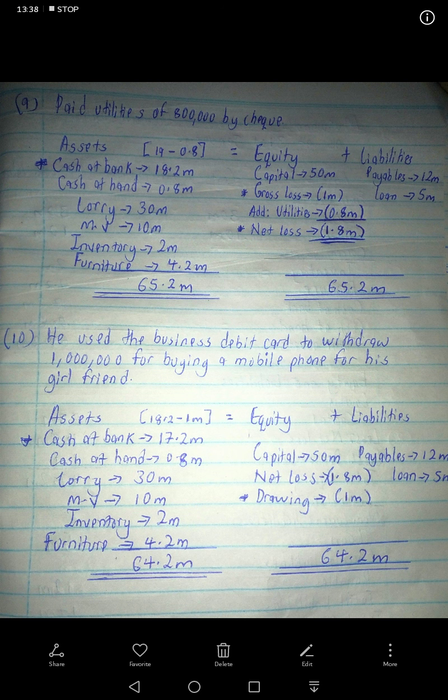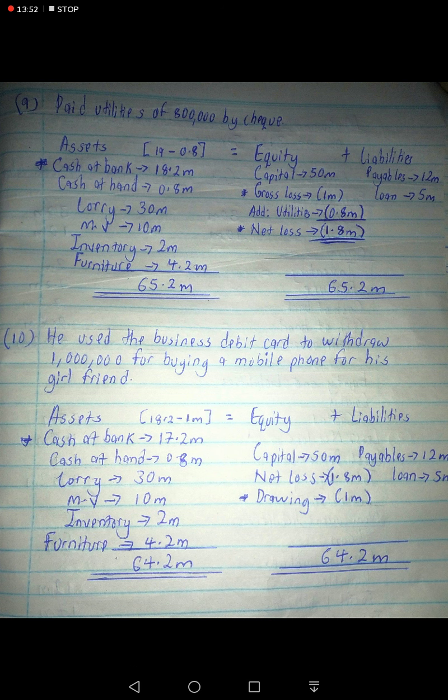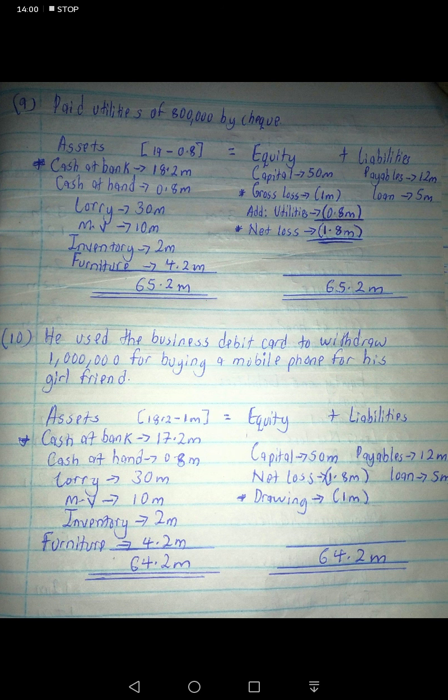So this is going to be now my net loss, a net loss of 1.8M. So after doing that, with the payables remains 12M, then loan 5M. So when I add the 50 minus the 1.8M, then plus 12, then plus 5, I'm going to get 65.2M. Then he used the business debit card to withdraw 1 million for buying a mobile phone for his girlfriend. So here he used business money, that is the business debit card, to buy a phone for the girlfriend.